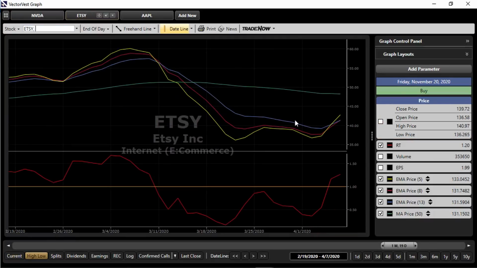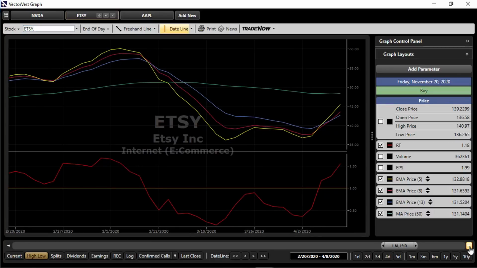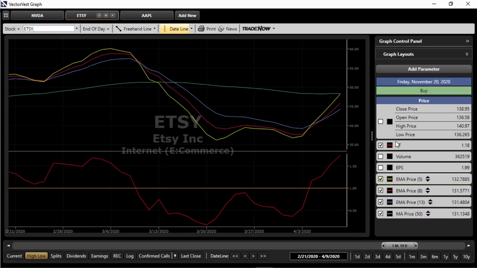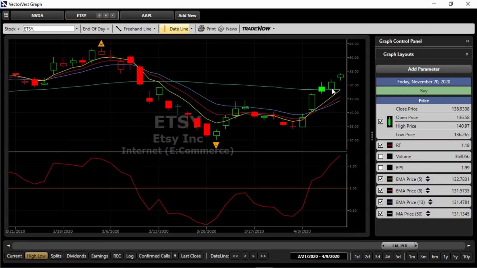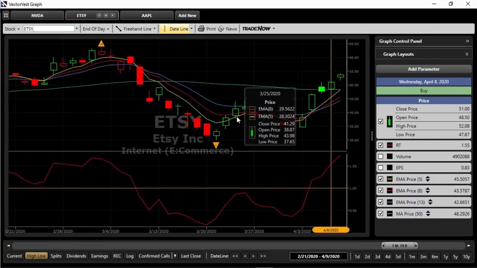Let's look at Etsy. We're looking at Etsy back at the same time period, March, April 2020. There's the same similar pattern. Moving averages are sloping downward. Create a base. The downtrend is dissipating. The moving averages squeeze together. The RT is trending higher, so now we're going to move forward day by day, and now we're starting to see that fanning action. We got to make sure that price is above or closes above the 50-day moving average.